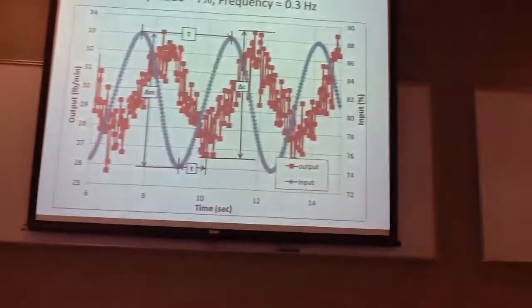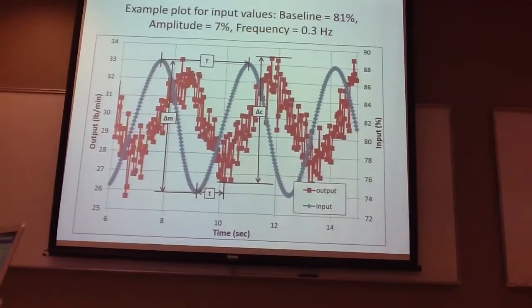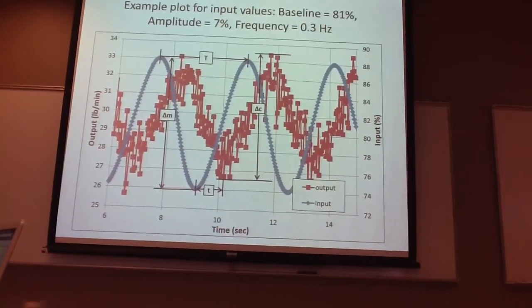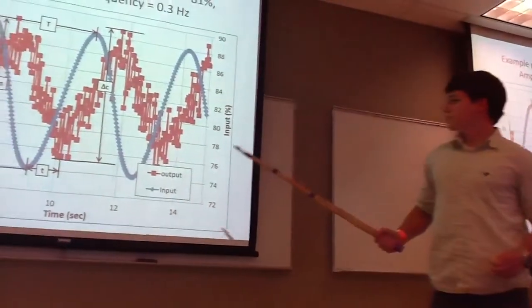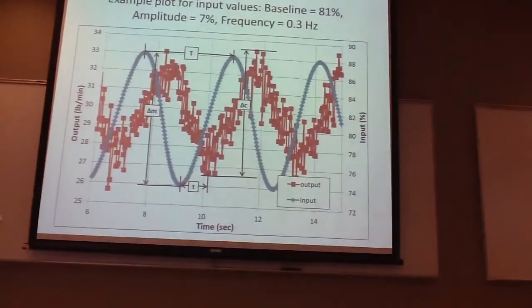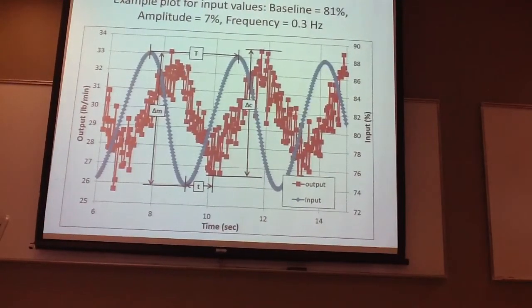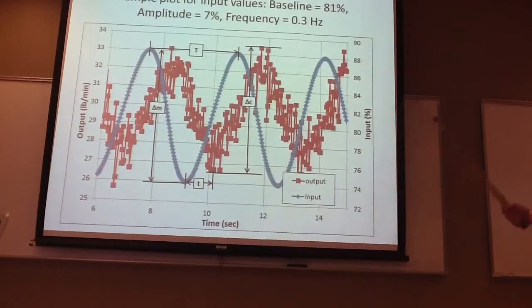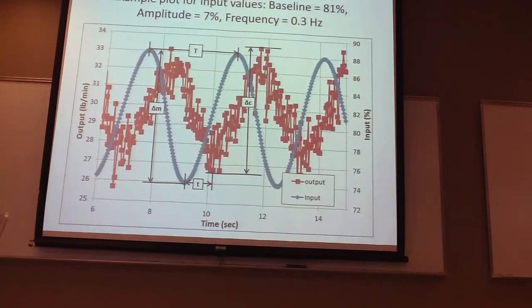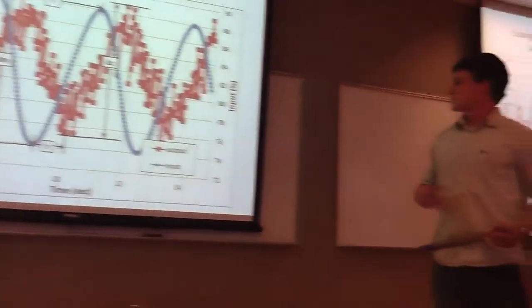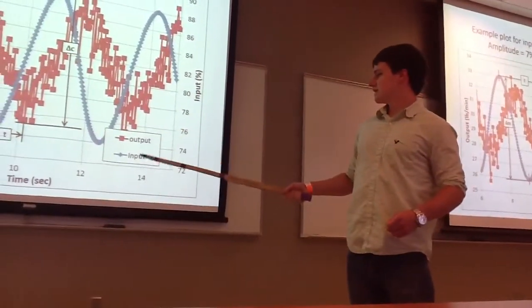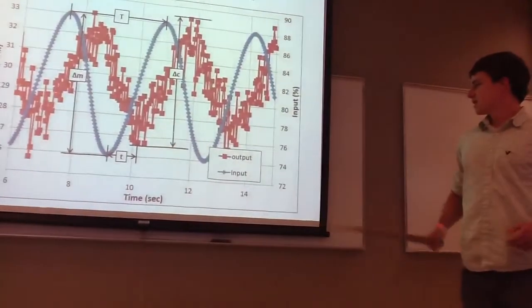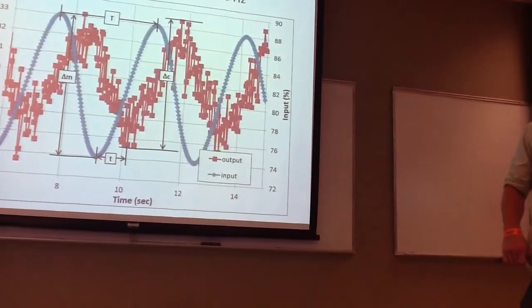This is for the frequency response at a frequency of 0.3 hertz, an amplitude of 7%, a baseline of 81%, which goes from 27 to 33 pounds per minute, which is the middle range. And the delta C is the change in the output, where the big T is the time difference between the two peaks of the input, and the little t is the dead time or the lag time from the input peak to the output peak.